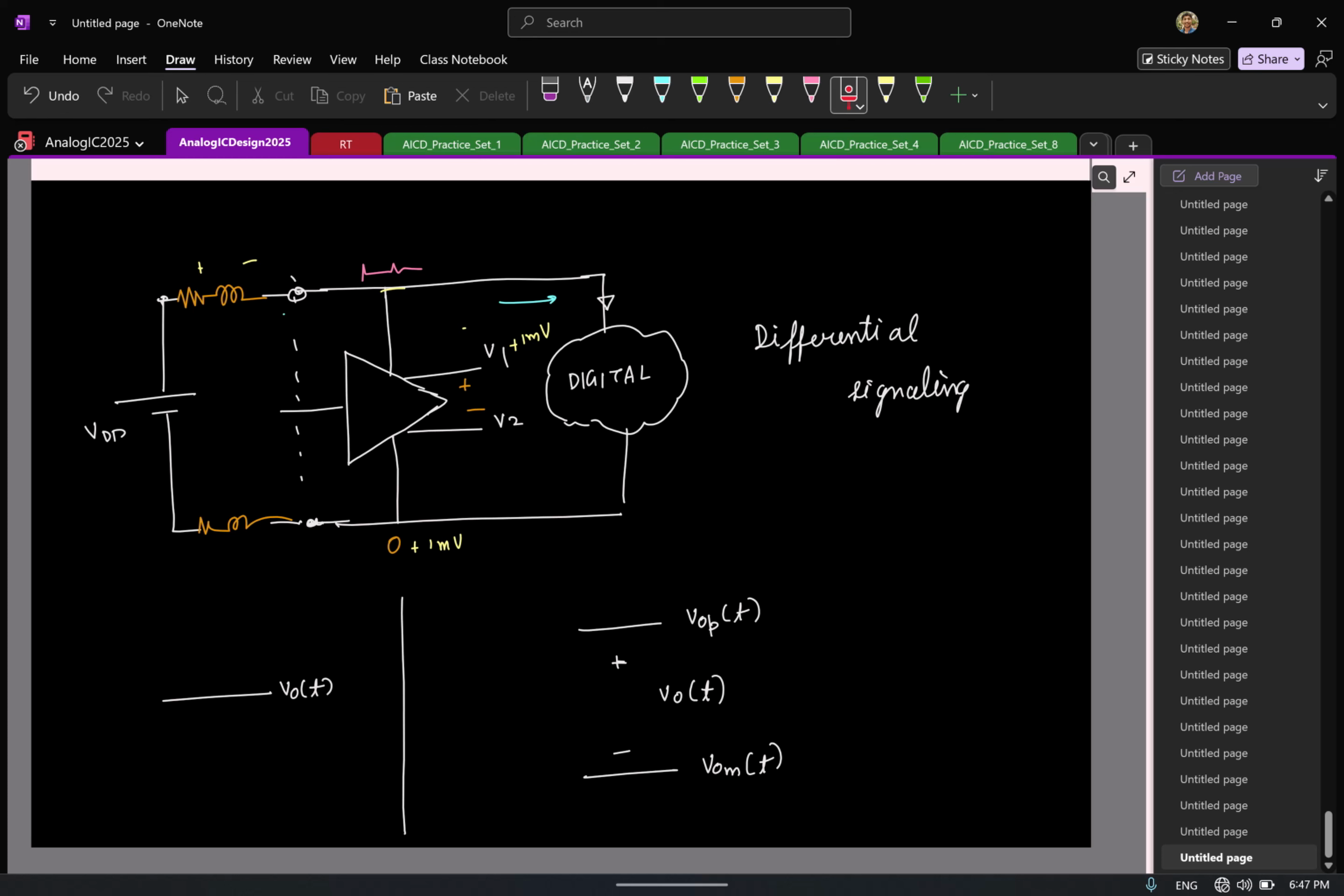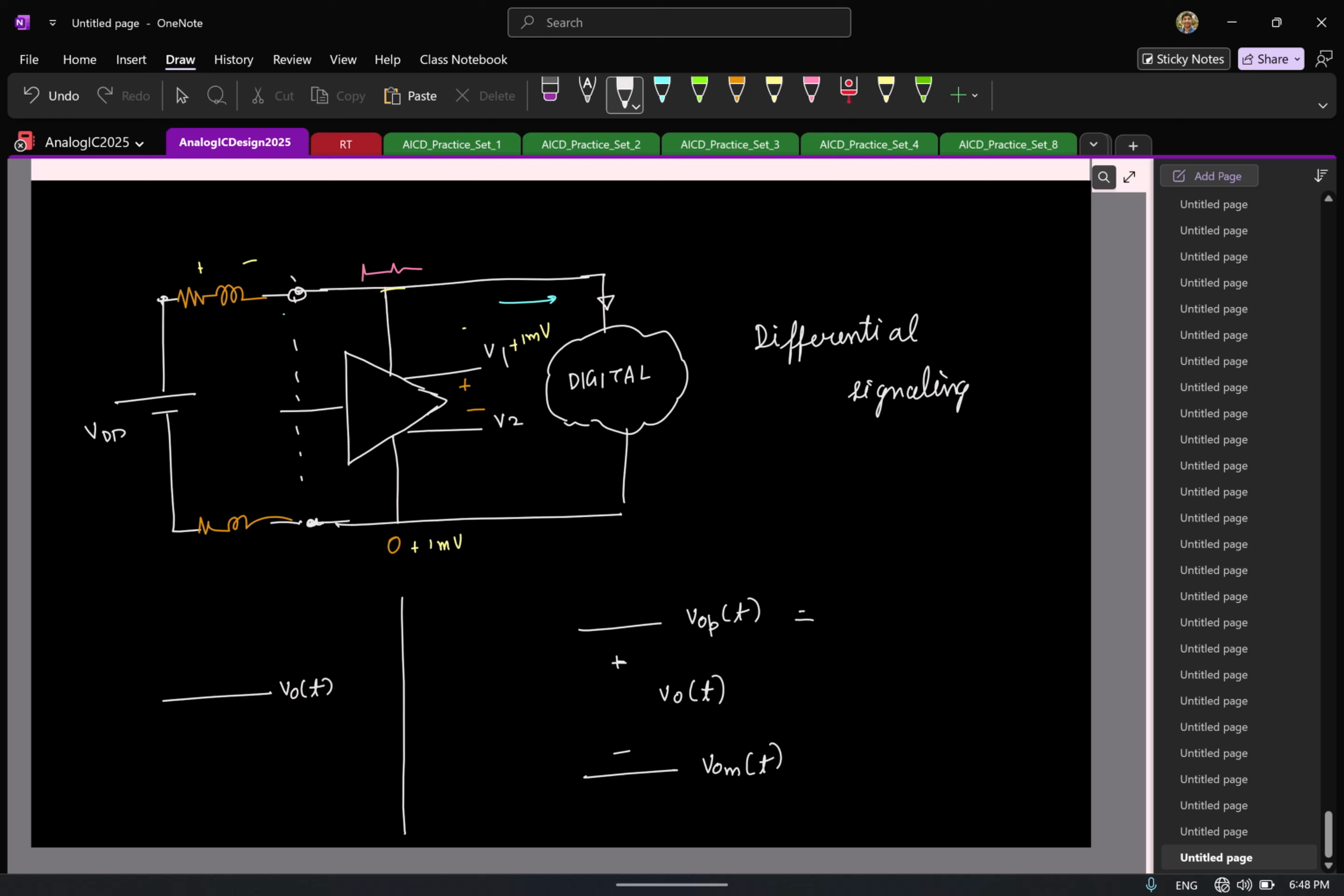Now if I do that, the idea is any noise at the supply will get added on these two lines by the same amount. You take the difference, it gets cancelled. Similarly, any disturbance you have on the ground line will get coupled by the same factor on these two lines. You take the difference between the two, it gets cancelled. Is the idea clear?